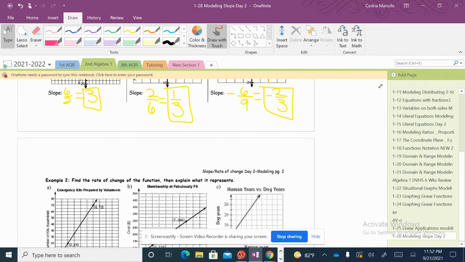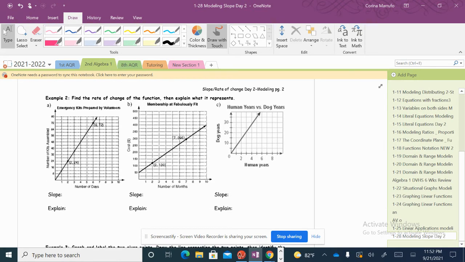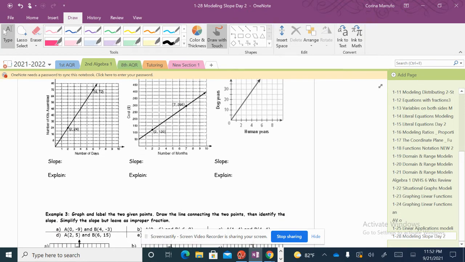All right, so here it says find the rate of change of the function, then explain what it represents. So we're going to first find our rate of change, which is our slope. They already put 2 points on here for us, so I'm going to just count using those 2 points. We are going to have a positive slope. My rise is counting by 4s: 4, 8, 12, 16, 20, 24.